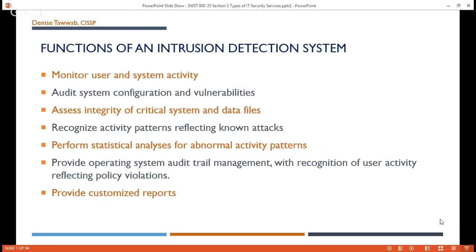The functions of an intrusion detection system are: monitor user and system activity, audit system configuration and vulnerabilities, assess integrity of critical system and data files, recognize activity patterns reflecting known attacks, perform statistical analysis for abnormal activity patterns, provide operating system audit trail management with recognition of user activity reflecting policy violations, and provide customized reports.